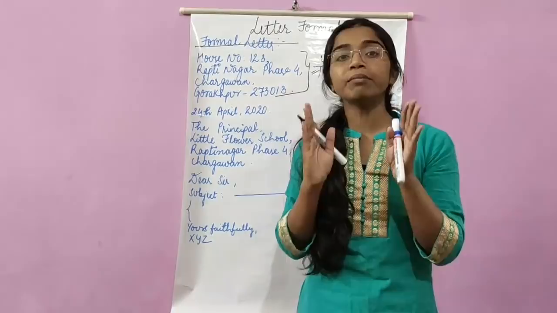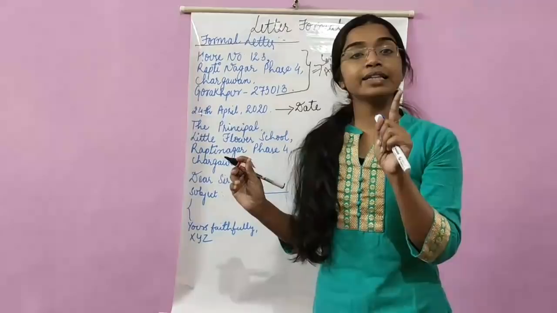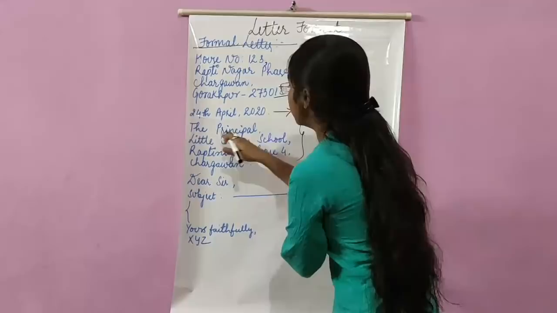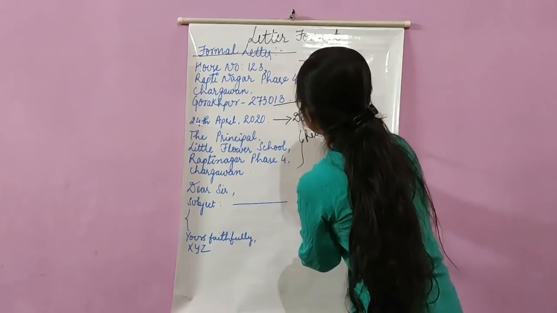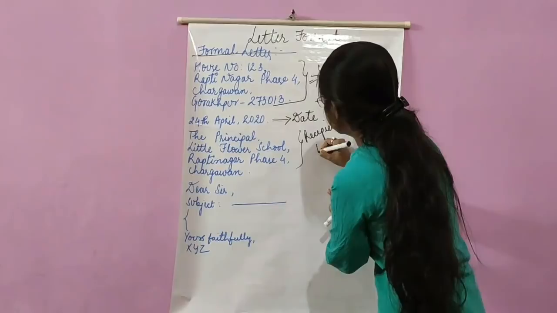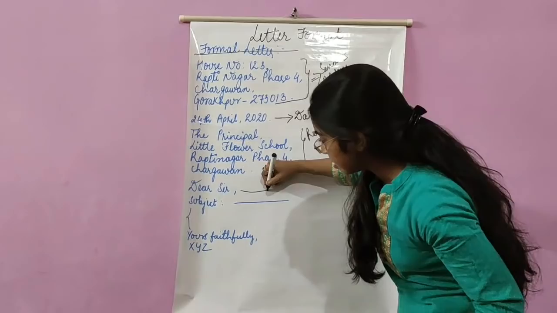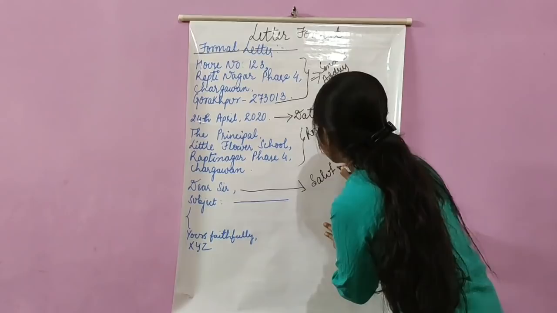Then comes the date when you are writing the application. Then the Principal, comma, Little Flower School, comma, Rapti Nagar Phase 4, comma, Chargama, full stop. This is the address of the recipient. When you are writing an application to your principal, who is the recipient? Who is going to get the application? Your principal. So this is the recipient's address. Then, Dear Sir. This is very clear to you. Dear Sir means you are greeting the receiver. So this is the salutation, or your greeting to the receiver.